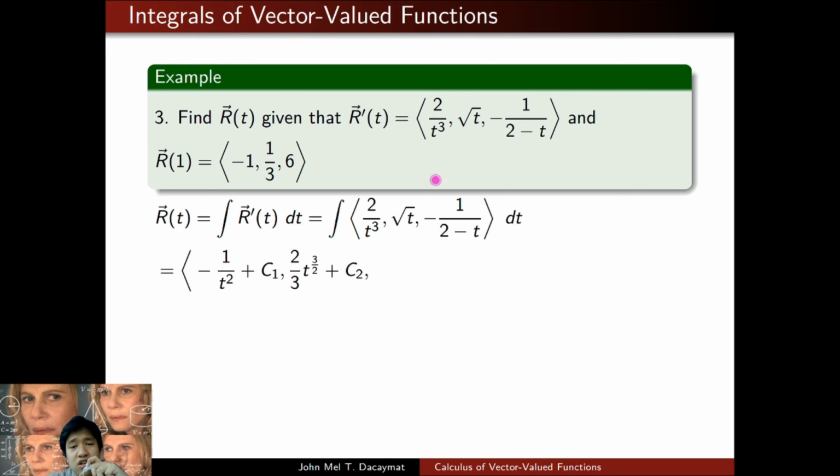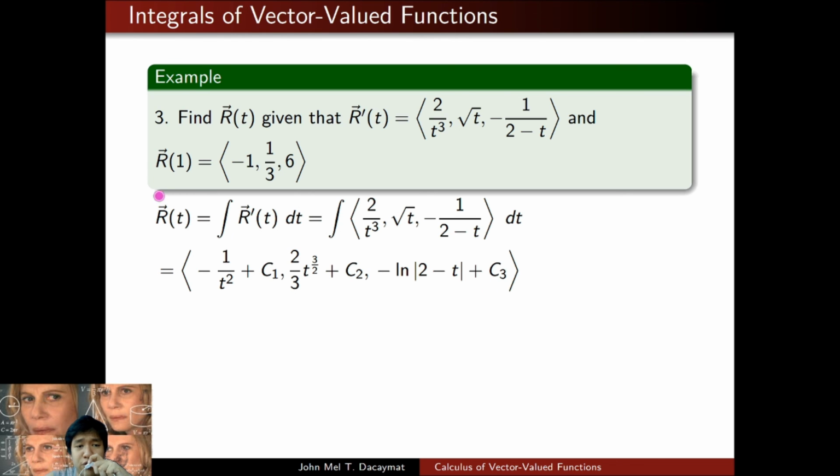Anyway, so as ito, if you let u to be 2 minus t, you'll get ln 2 minus t, pero may times negative 1 ka, kasi minus t ito, may negative ka dito, babalik ka sa positive. Positive siya dapat. ln 2 minus t. Okay? But this is not yet your r, no? Kasi you have arbitrary constant c1, c2, c3. So to get the vector valued function r, you have to identify what these corresponding constants are.